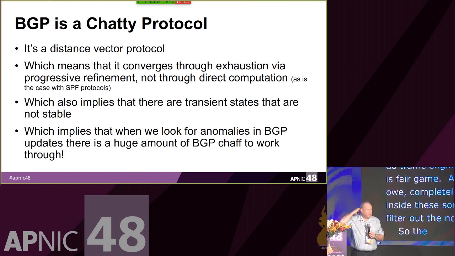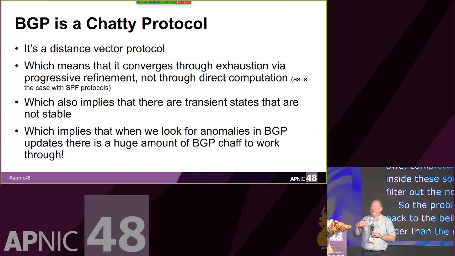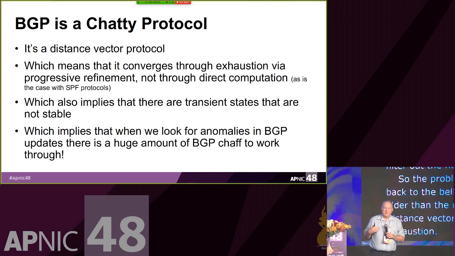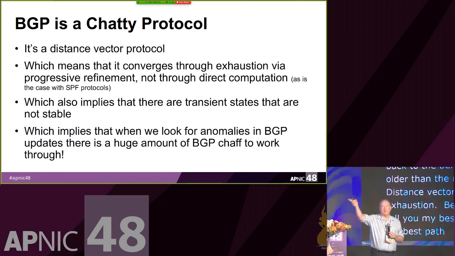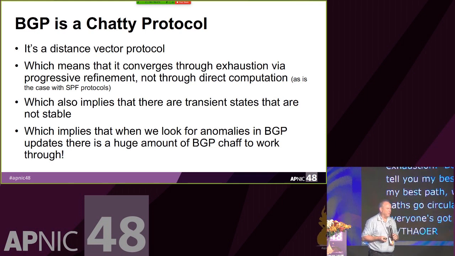So, problem is, BGP is a protocol that dates back to the Bellman-Ford algorithm of 1963. It's older than the moonshot. Yeah, it's getting on to 60 years. Distance vector protocols work by truth through exhaustion. Because the way they work is that I'll tell you my best path, you tell all your neighbours your best path, we tell their best paths, and the best paths go circulating around the room until everyone's got nothing more to say. And at that point, in theory, everyone has a best path to everywhere else. And it is just phenomenally chatty.